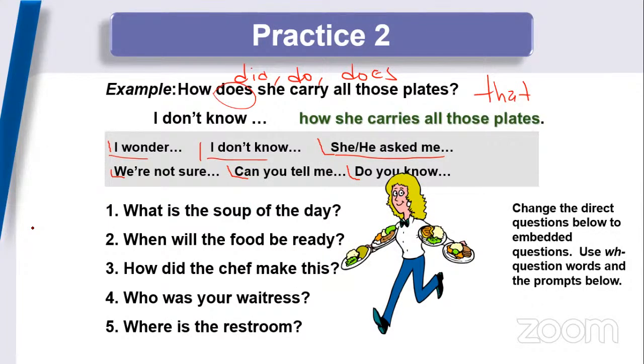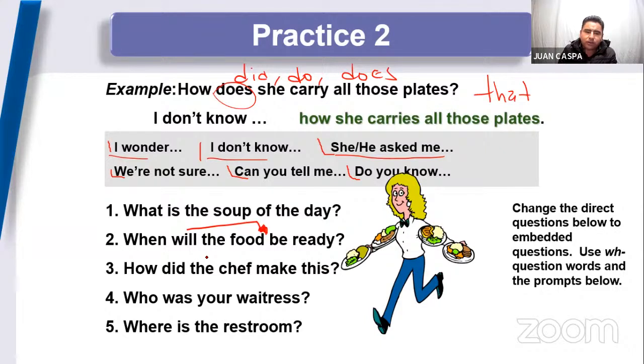I don't know when the food will be ready. Yes, I don't know when the food will be ready. I think this word order is important also. When the food will be ready. Sometimes we change this position also, but then everything's okay. When the food will be ready. Yes. I don't know when the food will be ready. Es como hacer un comentario simplemente.